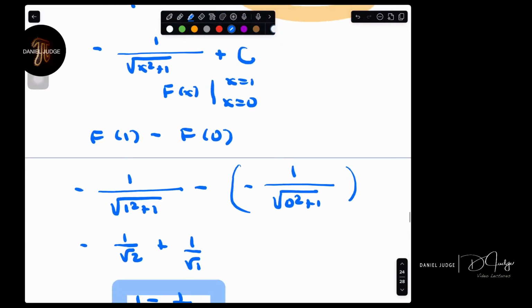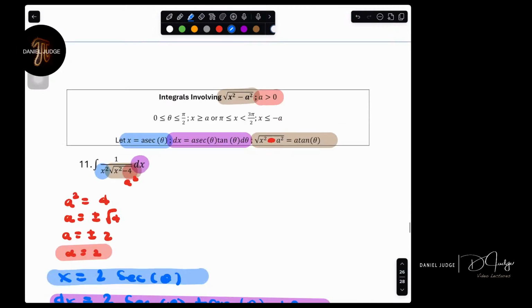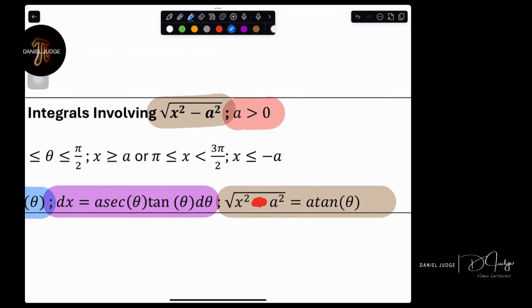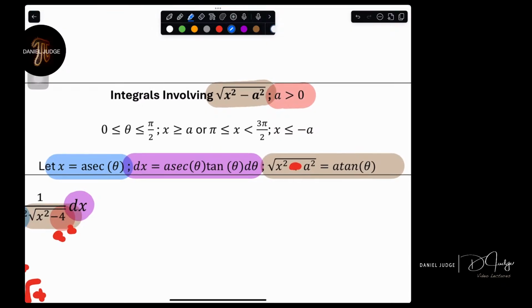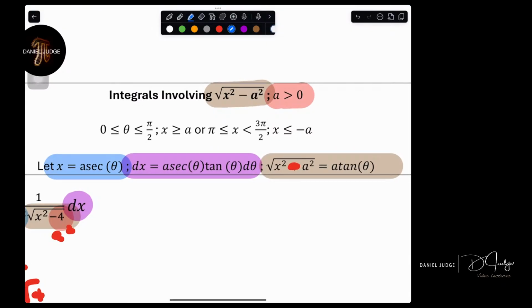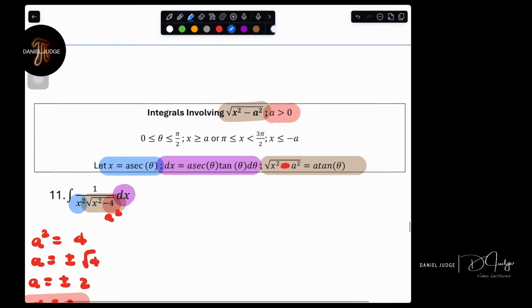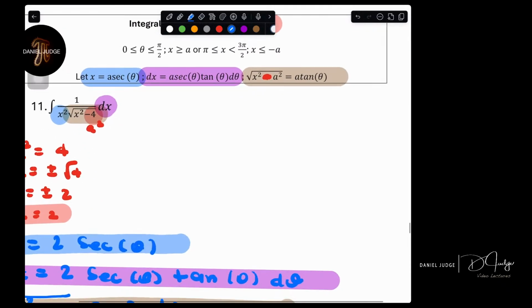All right, let's continue to do some more of these examples. This time we have integrals of this form, the square root of x squared minus a squared, and now we have x is a secant theta, and the radical will be a tangent theta. Remember, there was a typo, we said that's a minus sign. So x equals a secant theta, and the radical is a tangent theta.